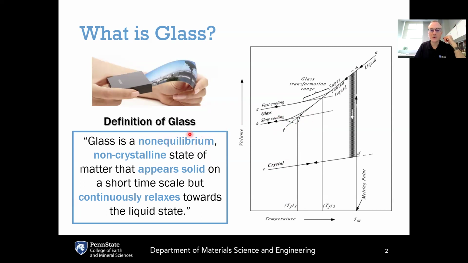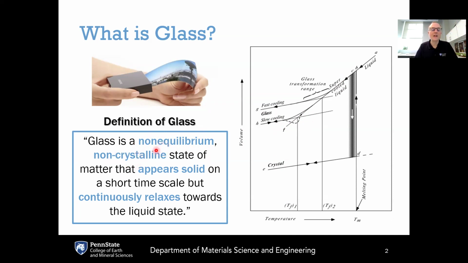So glass is a non-equilibrium state, and this is telling us something about the thermodynamics of the glass. Glass is non-equilibrium and it's non-crystalline. Non-crystalline means that the structure is lacking any type of long-range order. So the atoms in a glass have the structure of a liquid. They don't have the structure of a crystalline solid. This is what non-crystalline indicates.